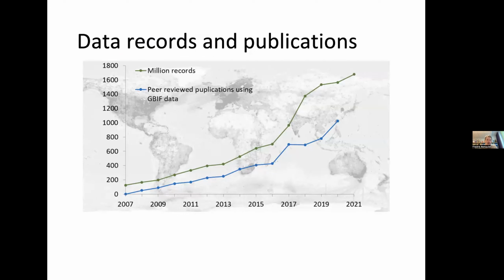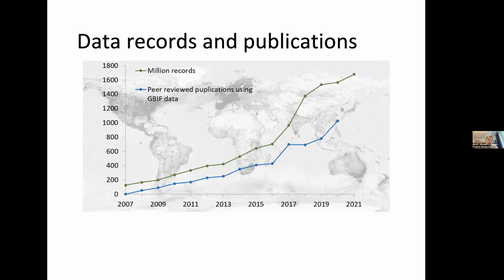So this is a figure just showing the increase in data records and publications using those data from the entire GBIF network. So in green, you see the number of records in millions. So we're approaching, if we're not already above 2 billion data records for the entire GBIF network.